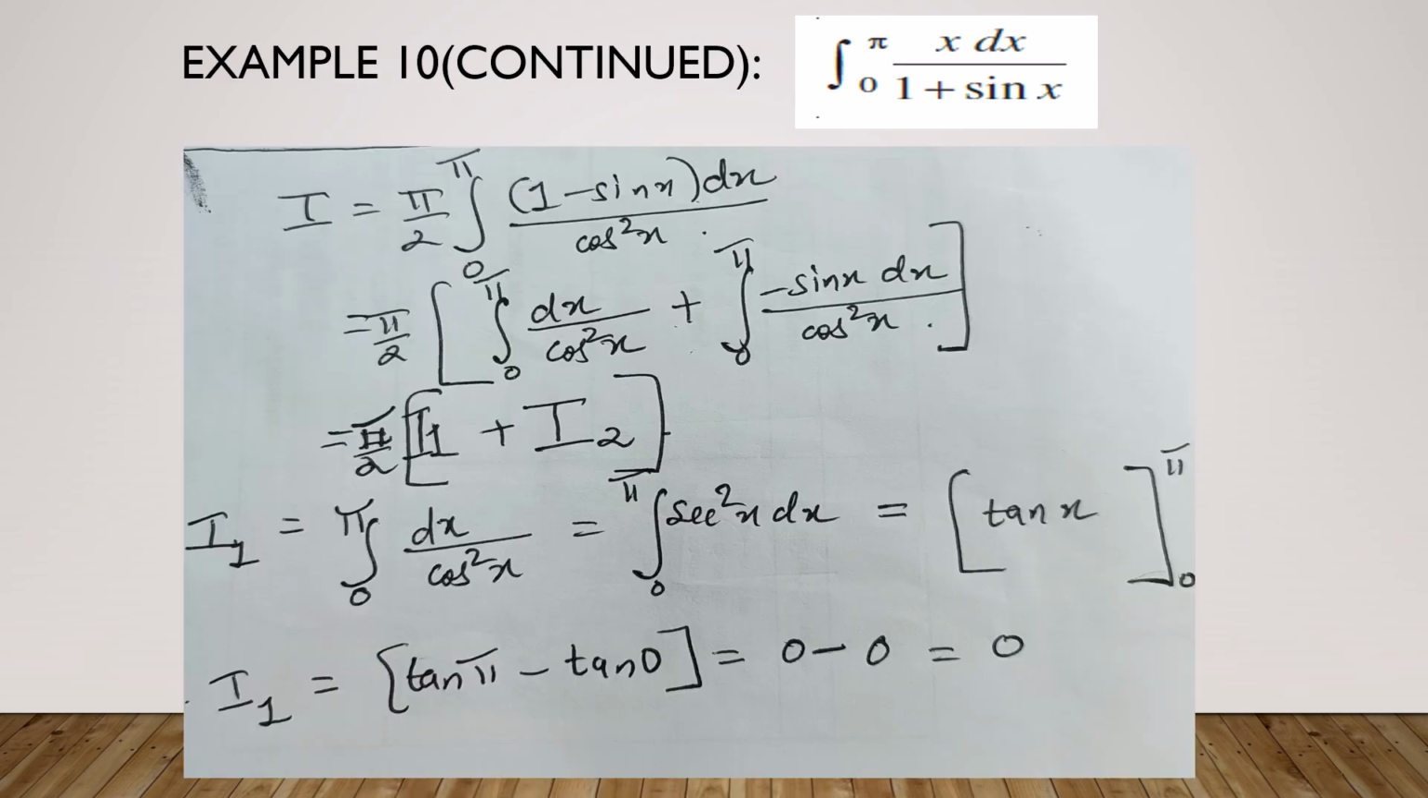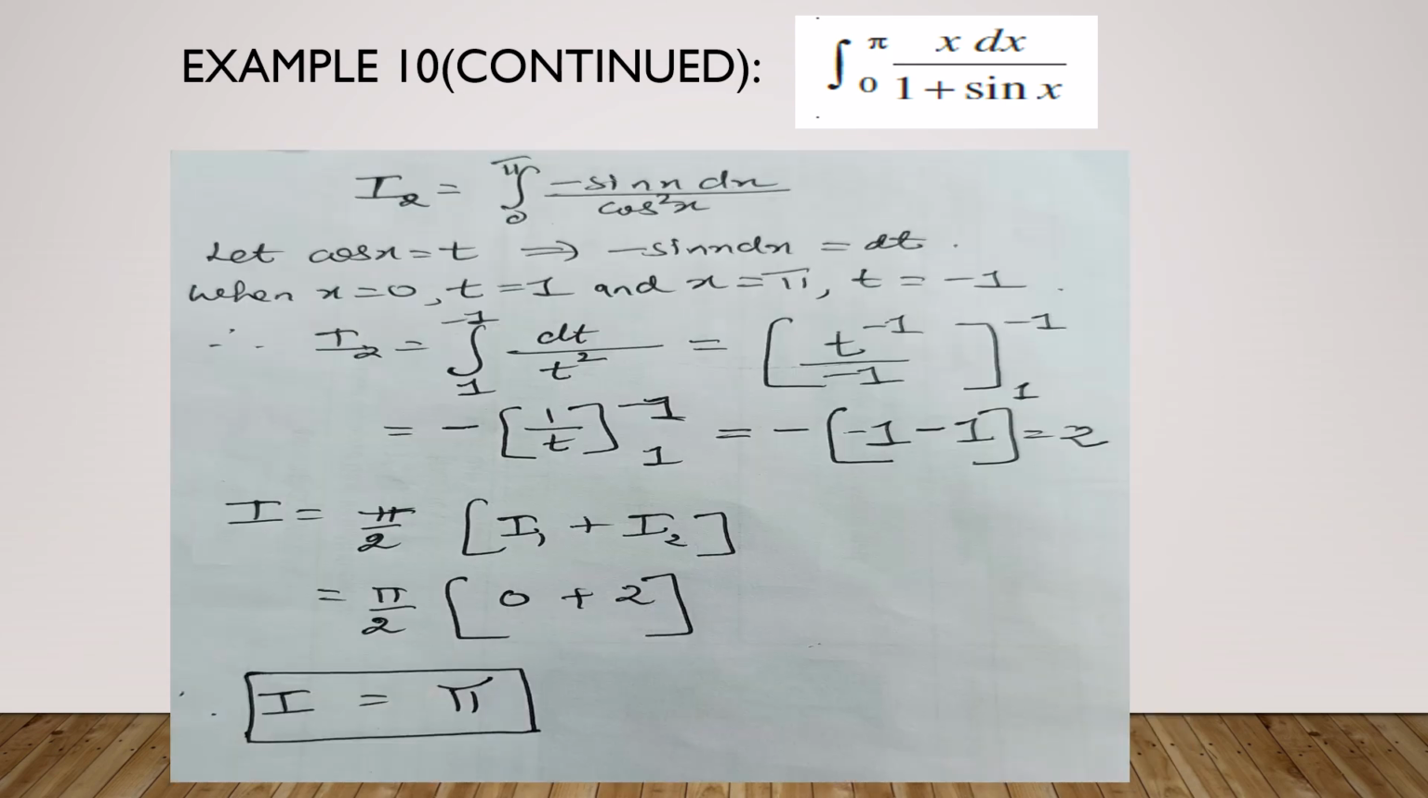So simplify it. It is pi by 2 into integral 0 to pi, first term will become dx upon cos square x, second term will become minus sin x upon cos square x. So let the first integral be I1 and second be I2. The first integral is simple, integral of sec square, that you know it is tan x. Put the limits, tan pi minus tan 0, both are 0. So first integral has become 0.